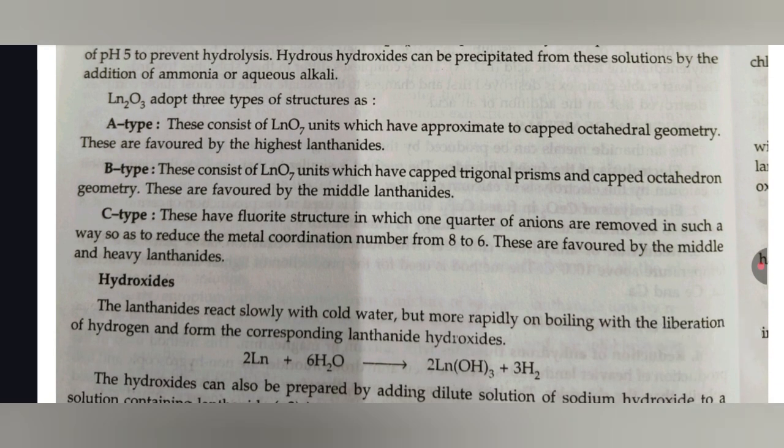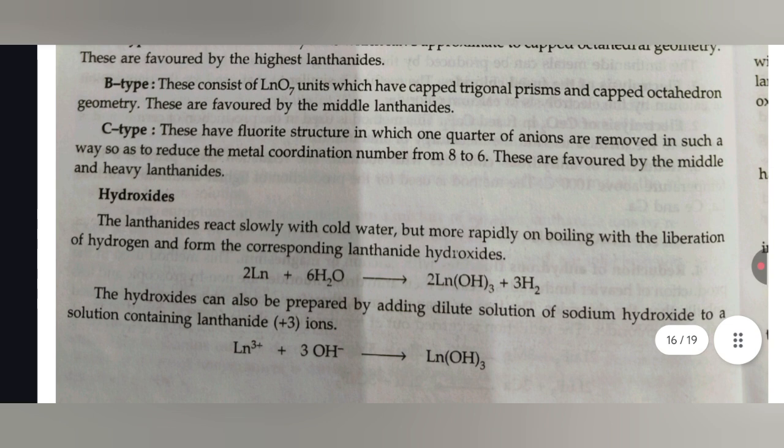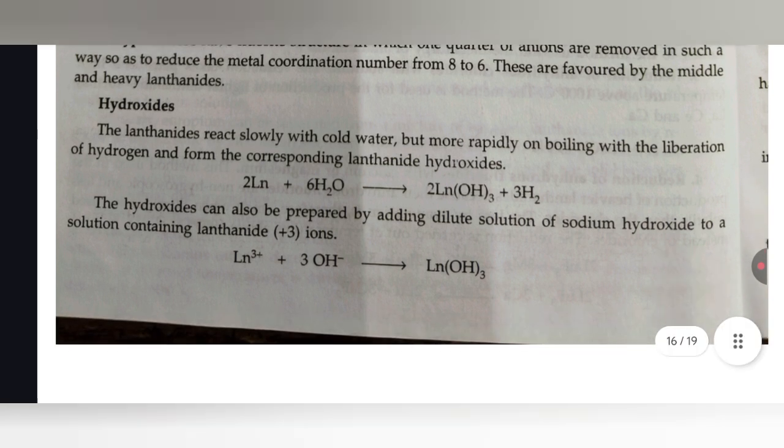Ln2O3 adopts three types of structure. A type: this consists of LnO7 units which are approximately capped octahedral geometry, and they are favored by the largest lanthanides. B type: these consist of LnO7 units which have a capped trigonal prism and capped octahedron geometry, which are favored by the middle lanthanides. C type: these have a fluorite structure in which one quarter of the anions are removed in such a way as to reduce the metal coordination number from 8 to 6. These are favored by middle and heavy lanthanides.